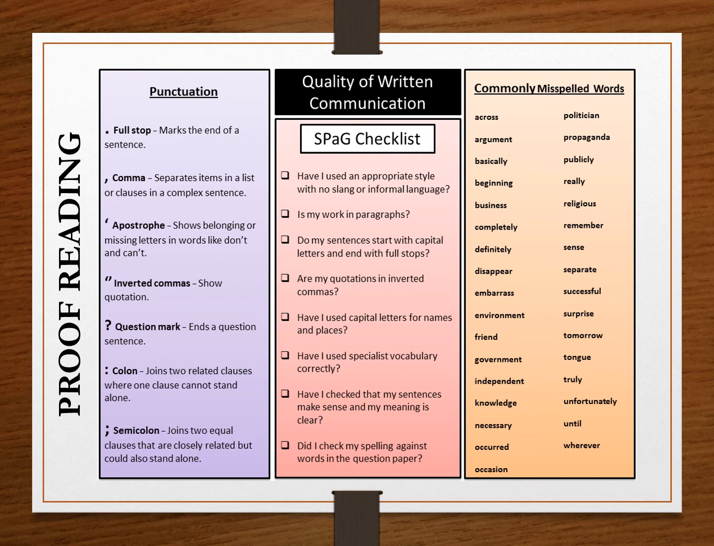Did I check my spelling against words in the question paper? Very importantly, because you will be penalized if the words that they give you the spelling of are spelled incorrectly. Now, there's some punctuation that you should look out for when you are doing your proofreading. Have you used all of these elements of punctuation correctly? Then the commonly misspelled words. Make sure you know how to spell these words. I mean, that's the minimum, really.